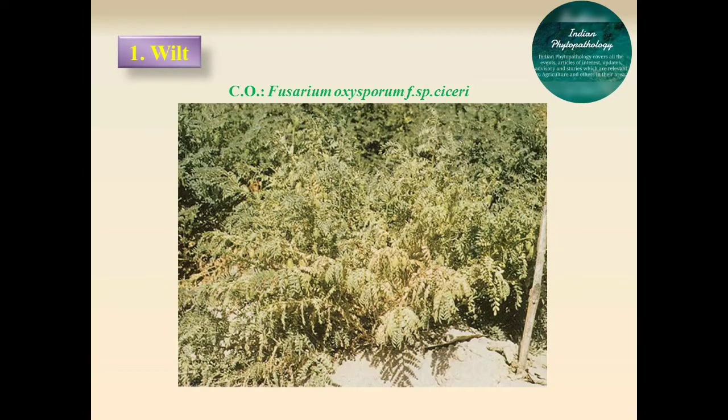Third point is always use disease-free seeds, that is, seeds used for sowing should be obtained from authenticated sources. Then the most important point is seed treatment. Seed treatment should be done with Trichoderma viride at the rate of 4 gram per kg of seeds, or Pseudomonas fluorescens at the rate of 10 gram per kg of seed, or you can also use chemical seed treatment like carbendazim or thiram at the rate of 2 gram per kg of seed.